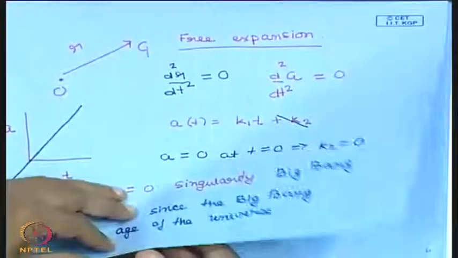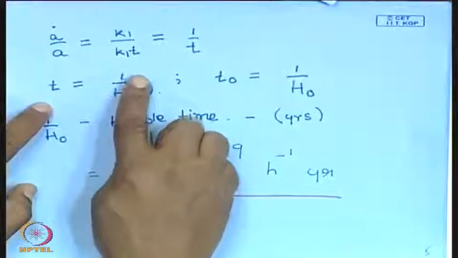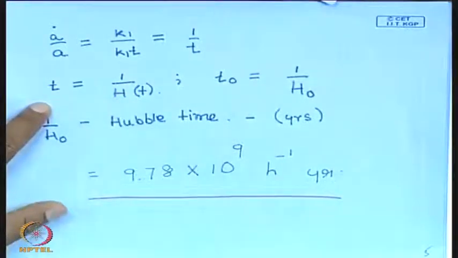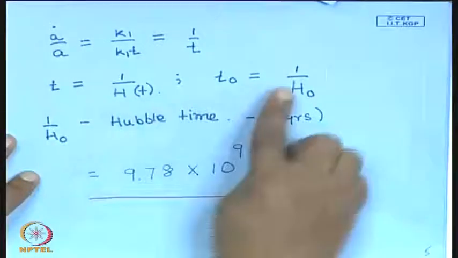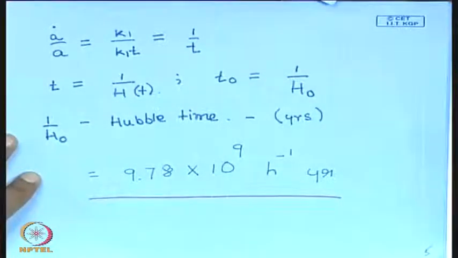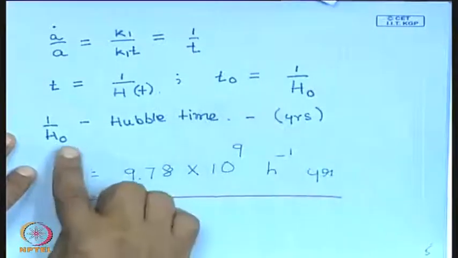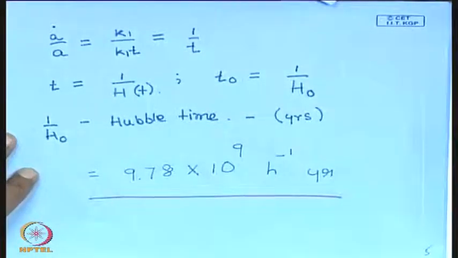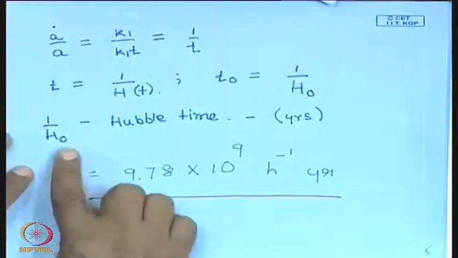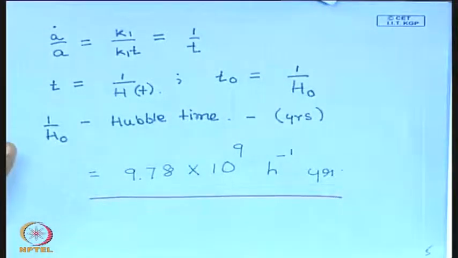And in this model we saw that the age of the universe at any instant of time is related to the inverse of the Hubble parameter at the same instant. So, the present age is 1 by h naught. 1 by h naught is referred to as the Hubble time, and in the last class I had asked you to estimate this in years. So, I hope we have done this. I have given the value over here.